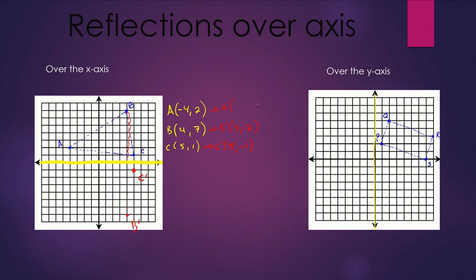And same for A prime. A prime, we got 1, 2 units. So 1, 2 units will put me there. A prime. Now again, if I were to find slope, distance, etc., you will see that they're exactly the same. The new coordinates of A is negative 4, negative 2.